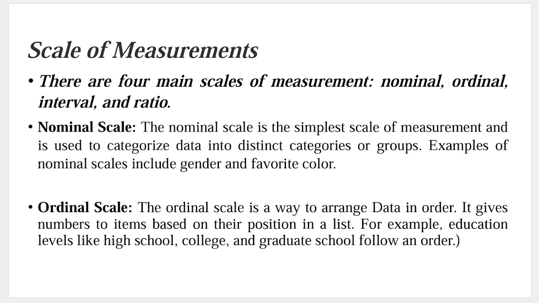The second type is the ordinal scale. Here, the data has a meaningful order, but the differences between values are not exact. For example, disease severity has some levels, mild, moderate, and severe.